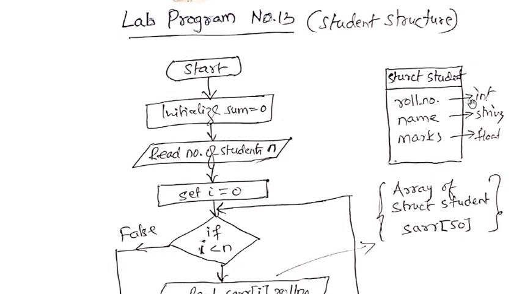And roll number is an integer data type, name is a string data type, and marks is a floating data type. So we can create any kind of structure where I can group related information. For example, if you want to create a structure of employee, struct employee, what are the information about the employee? Employee number, employee name, employee date of birth, employee salary, and so on. Those are the different elements of that particular structure.